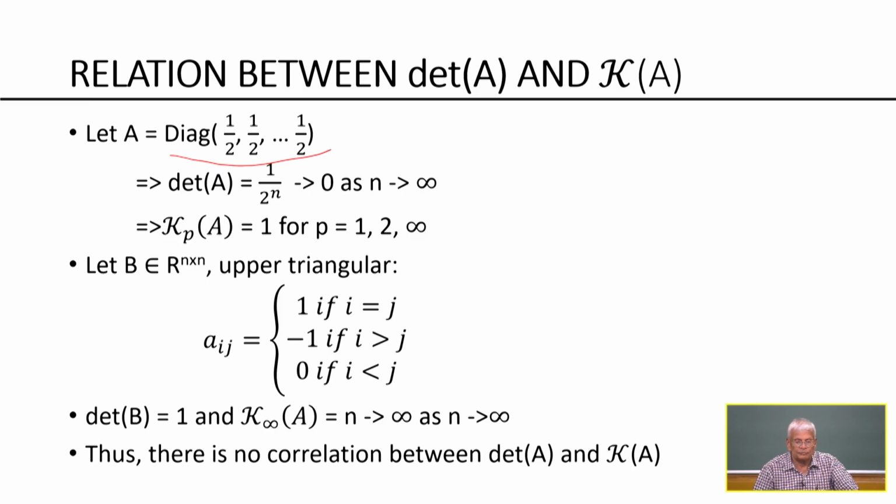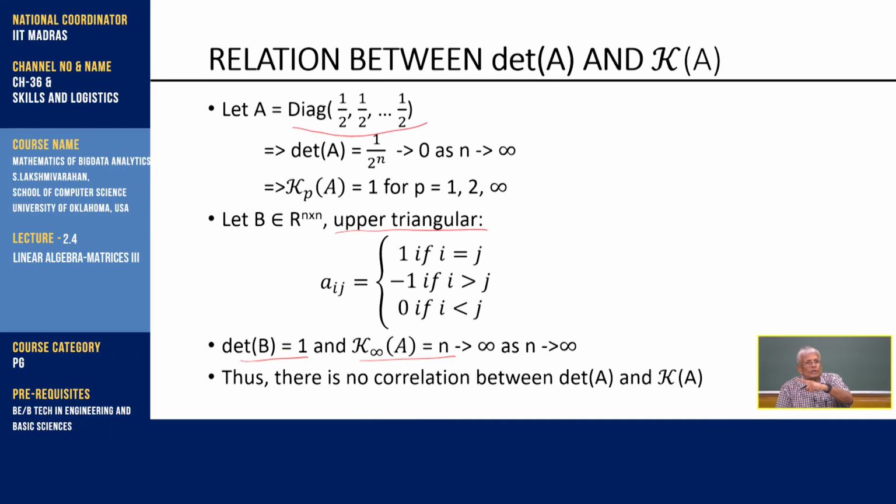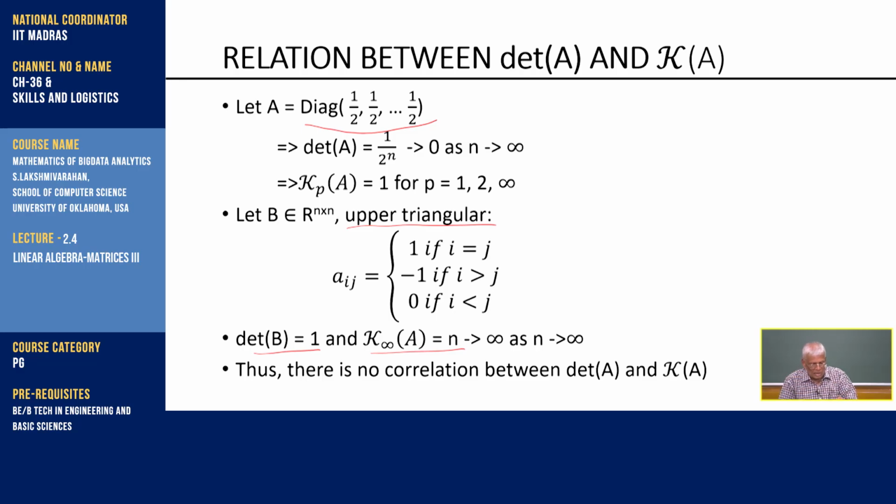related to each other. If you consider an upper triangular matrix, with me? If i is equal to j, all diagonal elements are 1, the off-diagonal elements above are -1, and everything below is 0. If you consider this matrix B, its determinant is 1, but its condition number is n. With me? So I have two opposite examples where, as n goes to infinity, in one case the condition number remains constant while the determinant goes to 0. In the other the determinant remains 1, but the condition number goes to infinity. So there is no correlation between determinant and condition number.